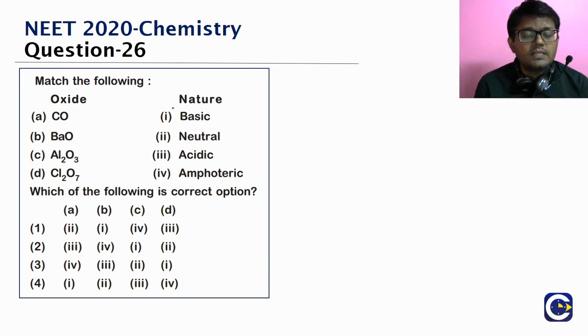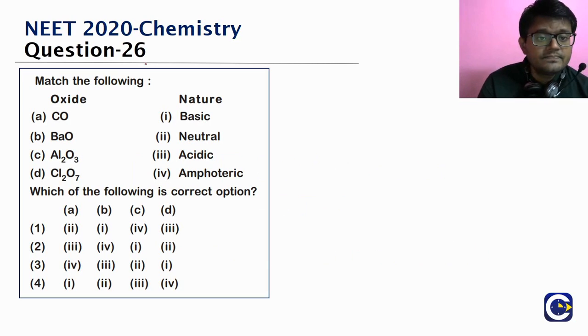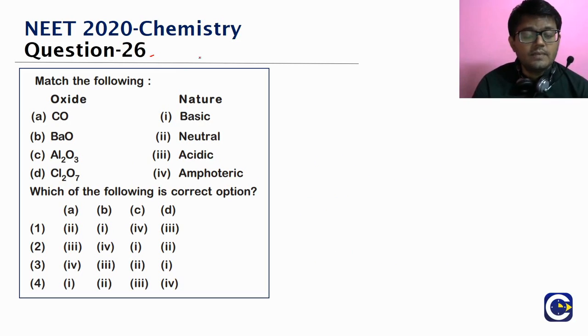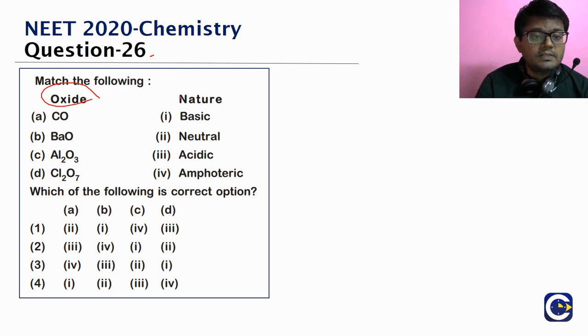Okay, so we'll start with question number 26. This is a question based on the periodic classification of elements, where we are looking at the nature of oxides. In column 1 we are given the oxides, and in column 2 we have the nature. We have to find the appropriate match.